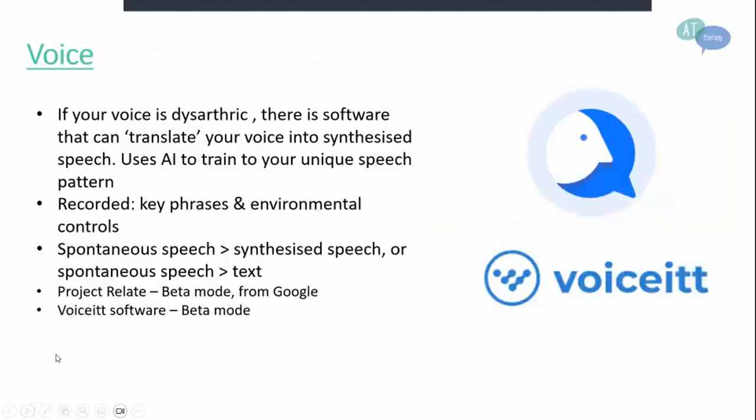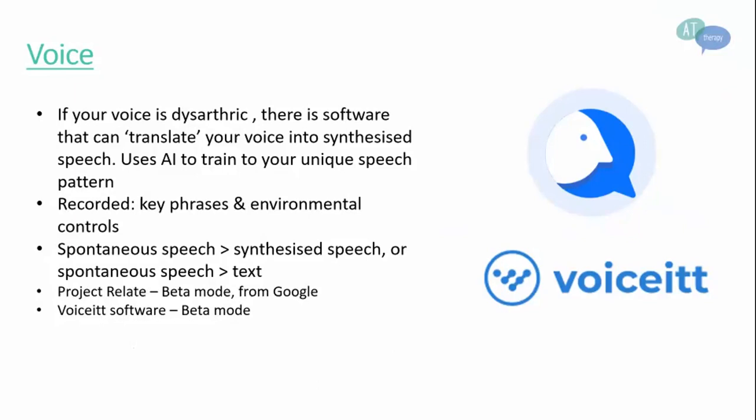Okay, so the last kind of access method we're going to be talking about today is voice. And this is a really exciting, newer area access method wise, in terms of the software that's being developed. What we're thinking about here in terms of voice is non-standard speech, so speech that might be dysarthric, which means slow or slurred speech. What this software will do is translate the non-standard speech into a synthesized voice. And it typically is using AI models to do that.